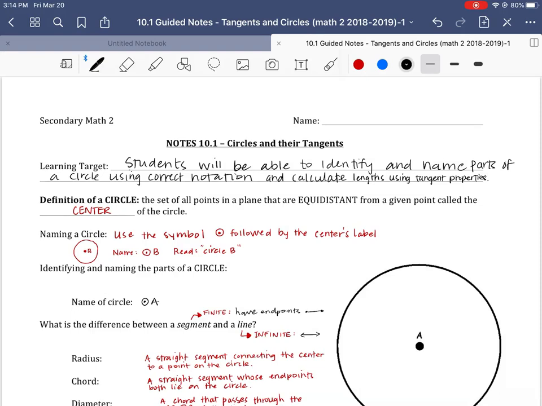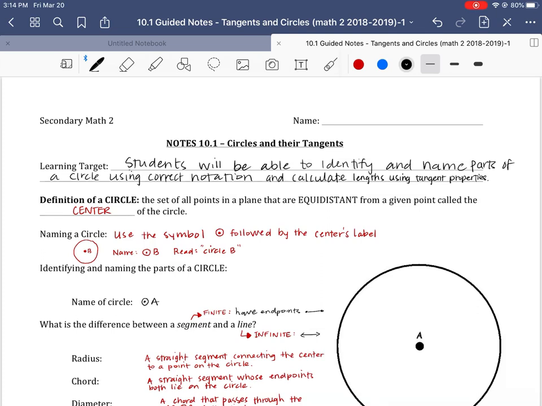Okay, today we are going to be starting into chapter 10. Just like any of the other chapters, when we start with a new concept, we are going to talk a lot about the vocabulary and the notation in relation to that concept to make sure we're all on the same page and that we understand it correctly.